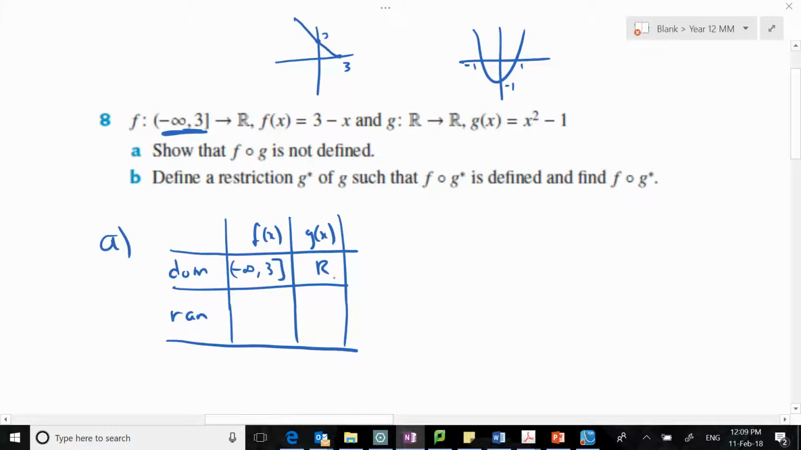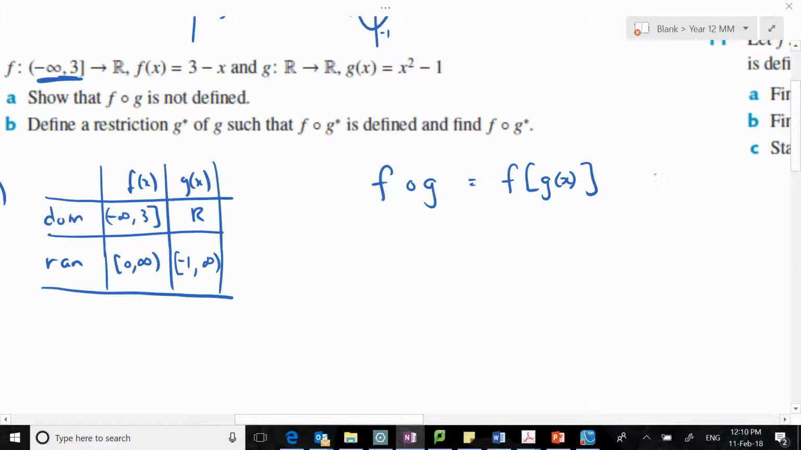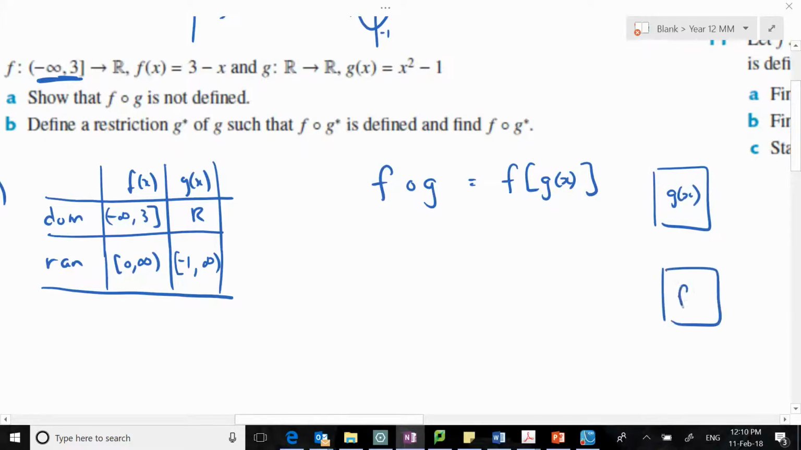Now the range, clearly if you can picture the graph, the range is 0 to infinity for the first one, and the second one is negative 1 to infinity. Now question A asks you to show that f of g is not defined. So f of g really means I'm going to substitute g of x in. Okay, so I'll draw the machine on the side again so that we understand what we're doing. Whatever x value you chuck in, it will spit out a y, which is the range, and the range needs to fit whatever the domain or the restriction is for f of x.